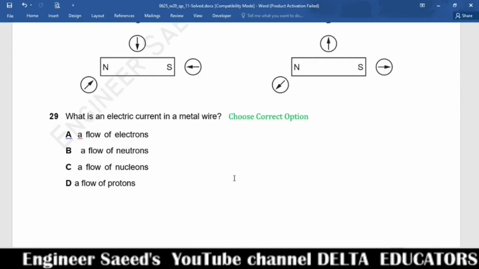In a metallic wire, electrical current is produced because of the flow of free electrons. So here the current is because of the flow of electrons, that is given in option A. So the correct option will be option A.